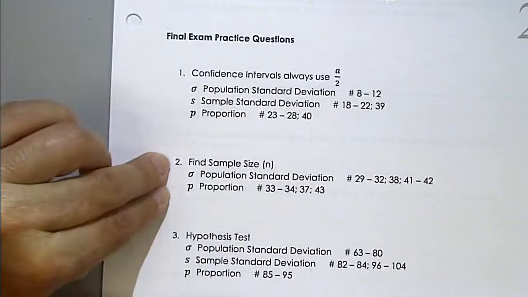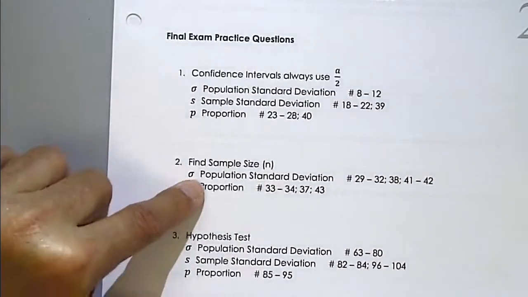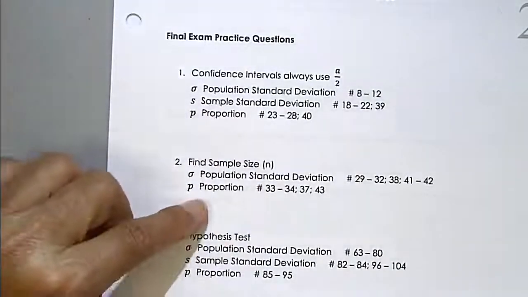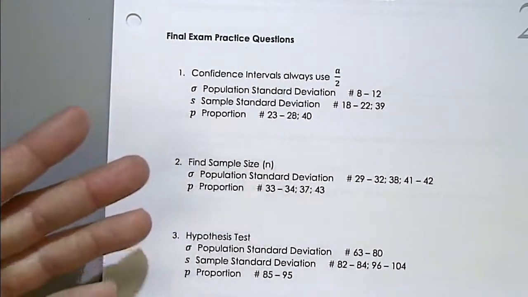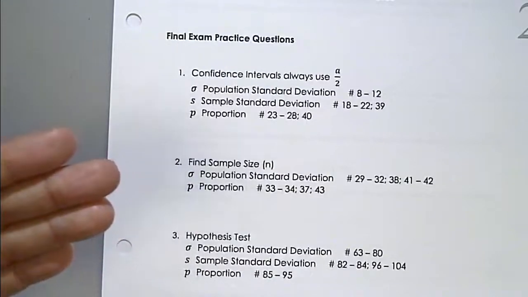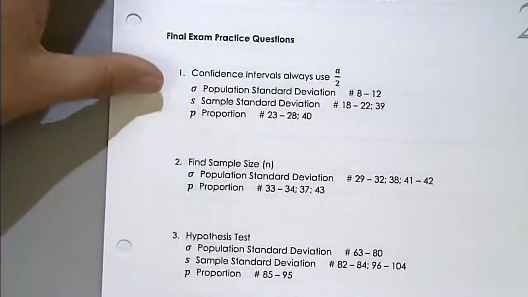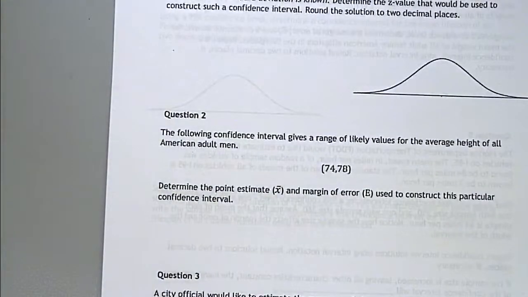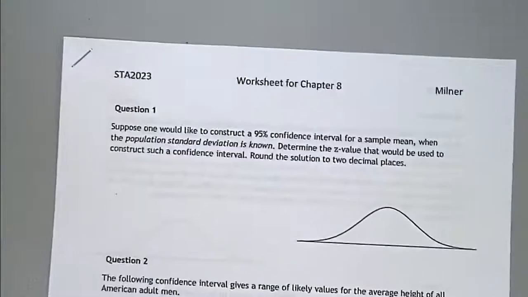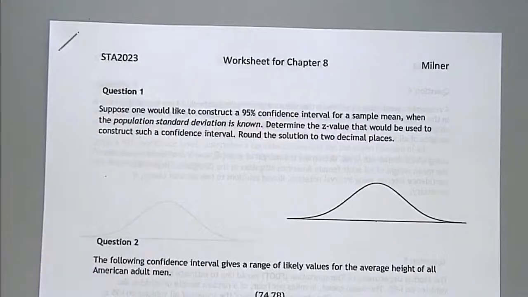When you've got the sample size problem, you're going to have population standard deviation, or you will have a proportion problem. It's not really going to have the sample standard deviation, because the whole idea is how big a sample do I need to take. We haven't taken the sample yet, right? We're trying to figure out how many. All right, so that's the notes you need to be familiar with, I think. Let's start in Chapter 8 and start working these problems.